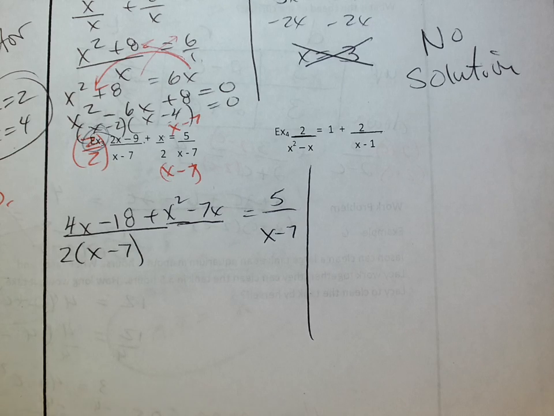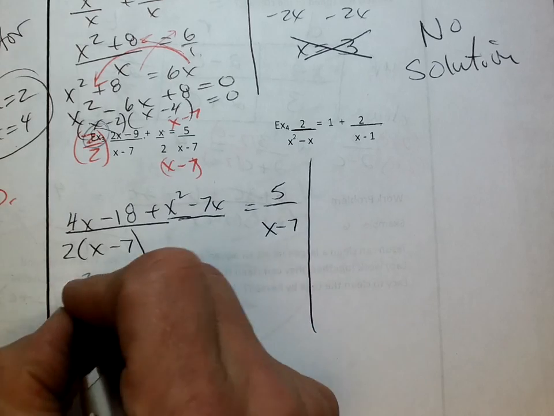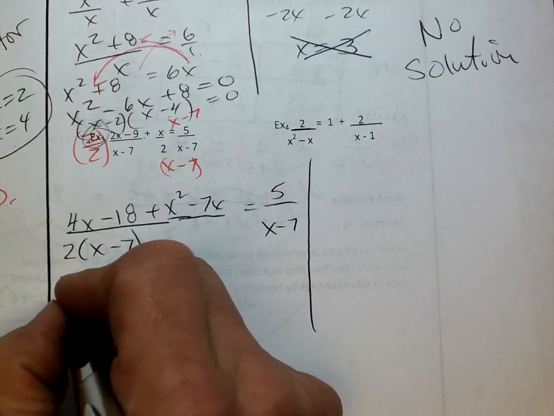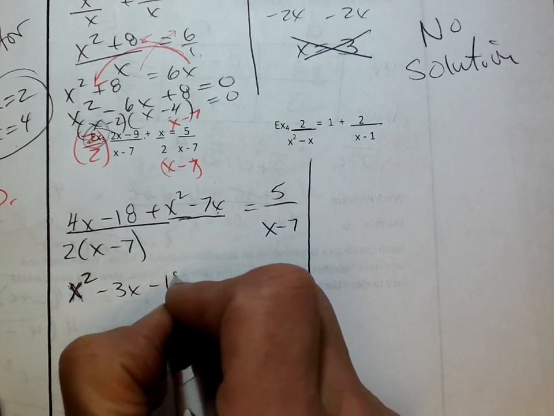If I tidy this up, I'd have an x squared minus a 3x minus an 18, right?